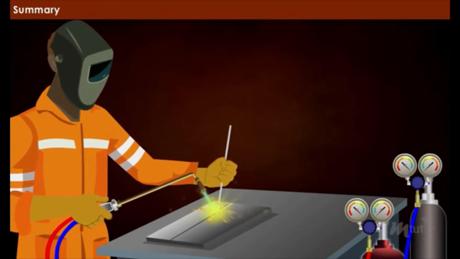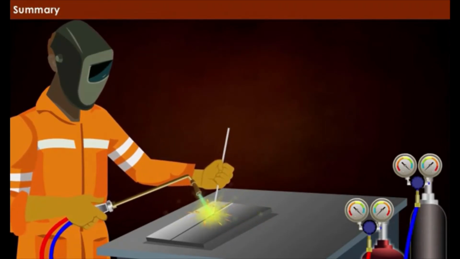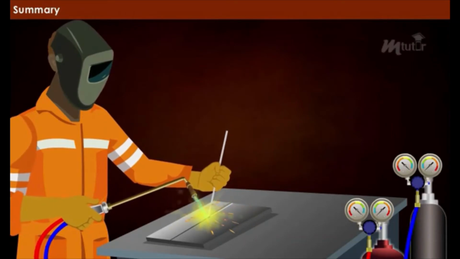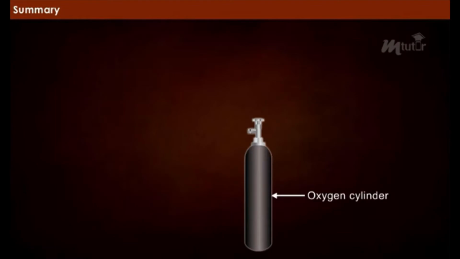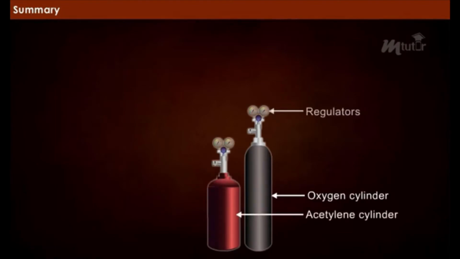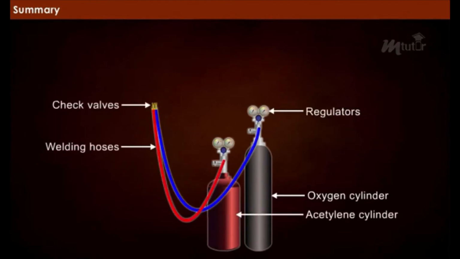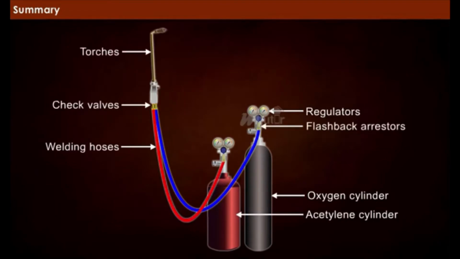Summary. In this topic, you have learnt that the equipment setup in oxyacetylene gas welding are cylinders, oxygen cylinder, acetylene cylinder, regulators, welding hoses, check valves, flashback arresters, and torches.